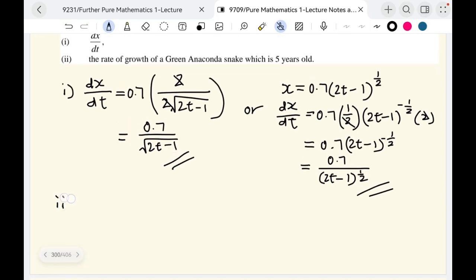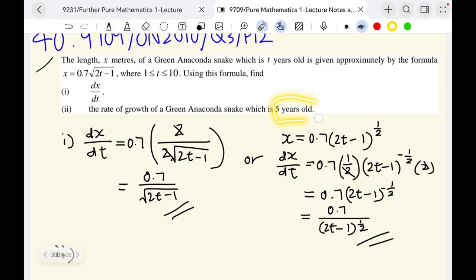Okay, next. The rate of growth, which is 5 years old. So you see, 5 years old means what? t equals 5. And what it wants is the rate of growth. The rate of growth means what? I mean the growth of the green anaconda snake, which is represented by x meters. So what it wants is dx/dt.